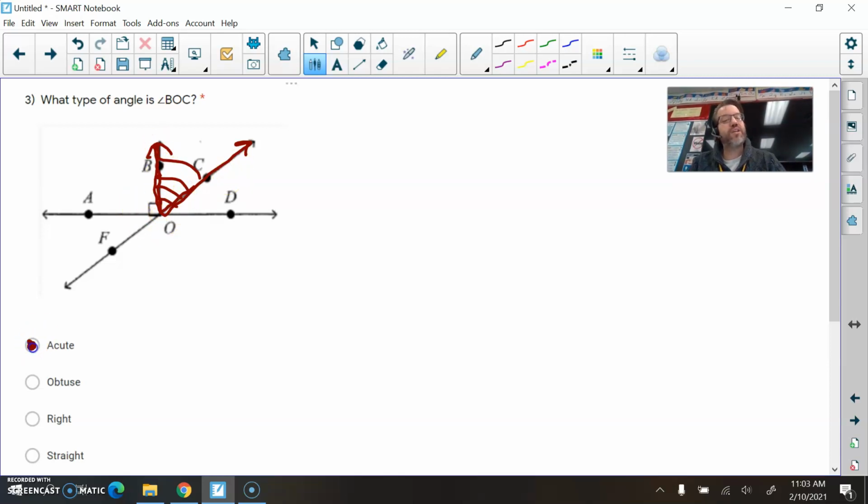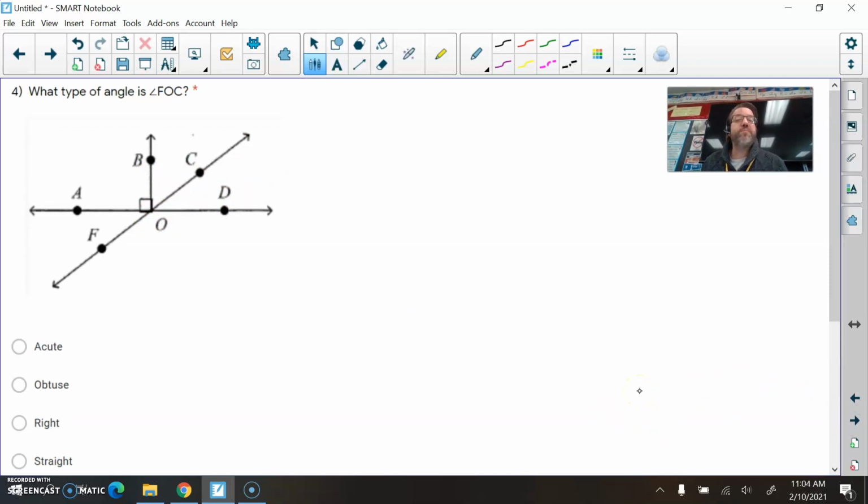So that's what we call an acute angle. Obtuse angles are larger than 90 degrees. Right angles are exactly 90 degrees, and you'll usually see a little square in the corner if it's a right angle. And straight angles, those kind of look like lines, okay? Like angle AOD, for example, would be a straight angle. It's 180 degrees. Okay, but this one, angle BOC, is acute.